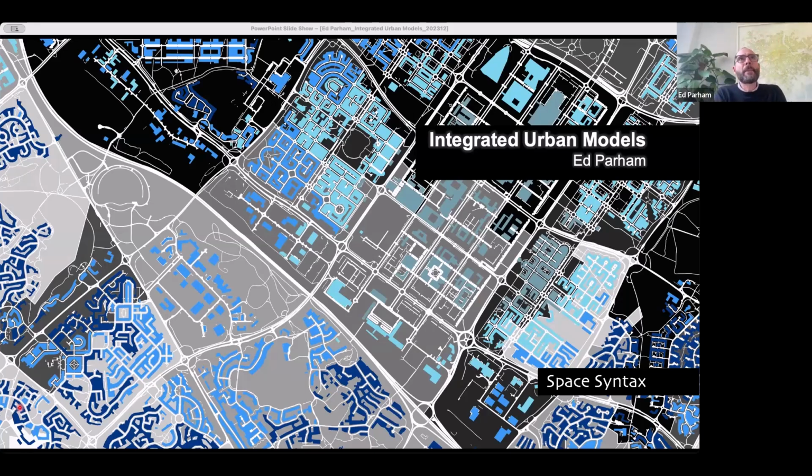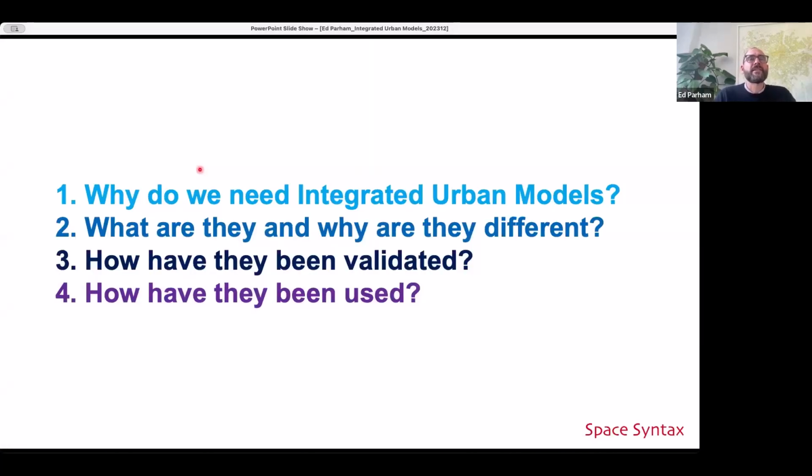Anyway, what I was going to show you today was some work about integrated urban models. It's put together to talk through four main things. One, why do we need these models? What are they and why are they different? How have they been validated, so how can they prove that something really is happening? And then, how have they been used?